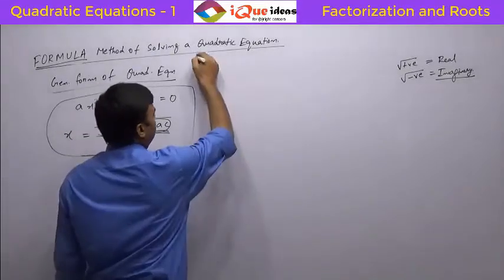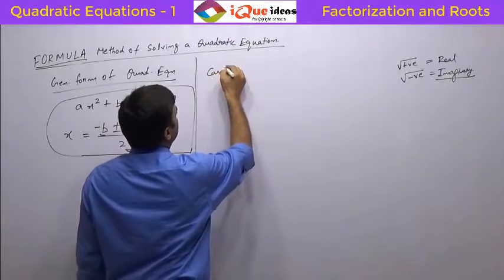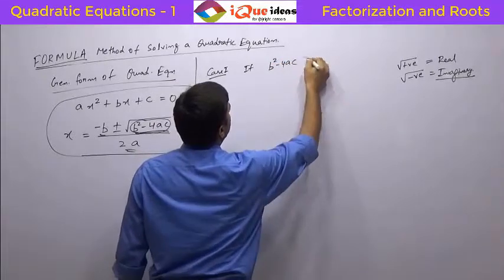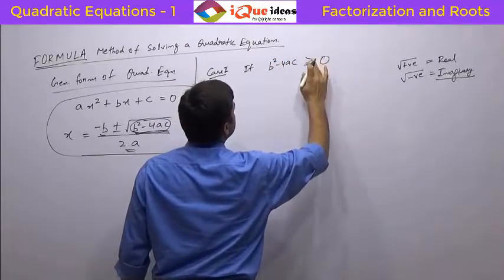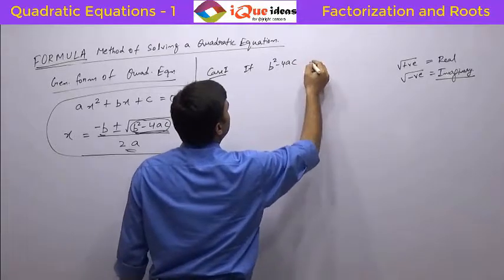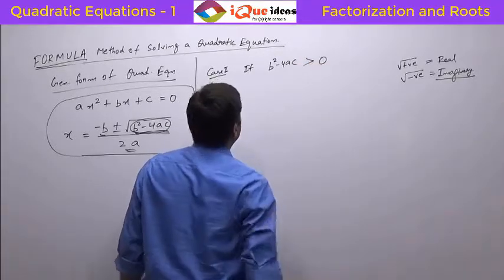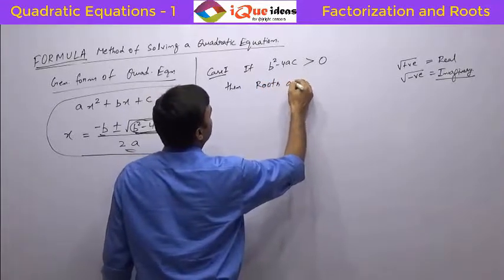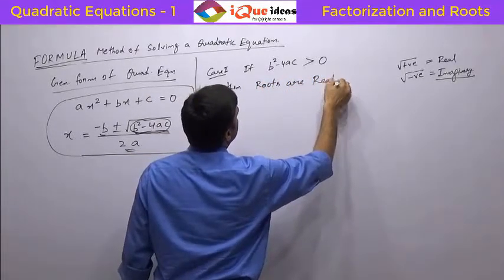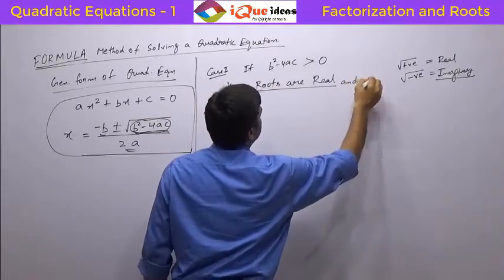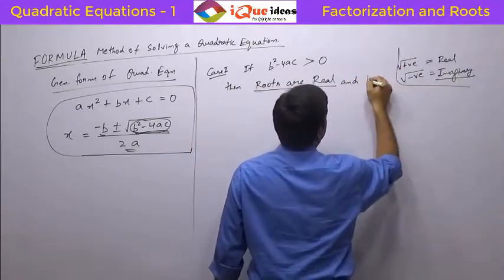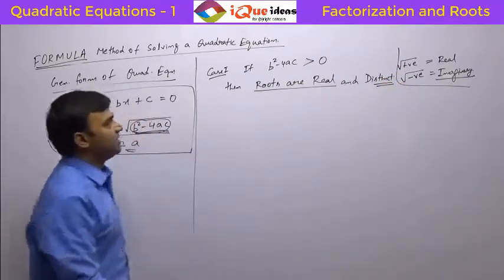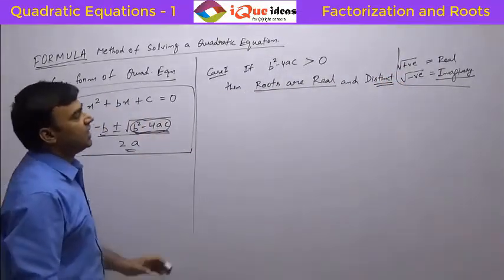Okay, the first condition, let's say case 1, we say that if b square minus 4ac is greater than 0, what will happen? Then roots are real, right? Real and distinct. This is very important information. So if b square minus 4ac is greater than 0, then roots are real and distinct.